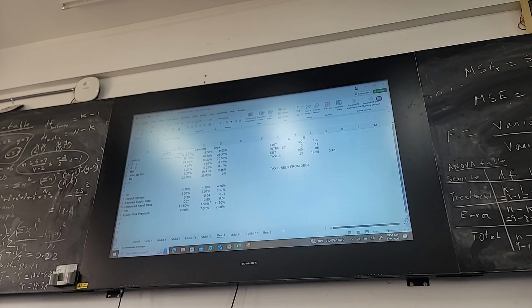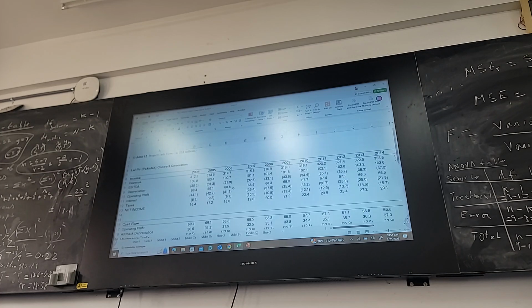So now I can do my WACC. My percentage of debt financing times my after-tax cost of debt plus my percentage of equity financing times my cost of equity. Because I don't have to adjust equity for any taxes. That comes out, so my WACC is 6.85. So if I'm finding the NPV of this project, this is what I would use as my discount rate.